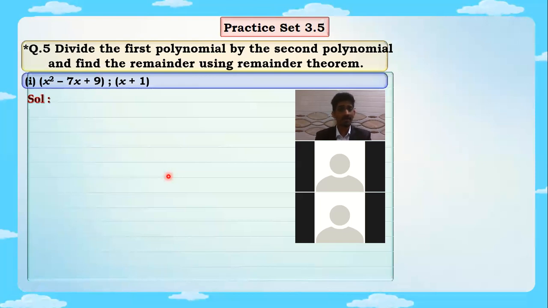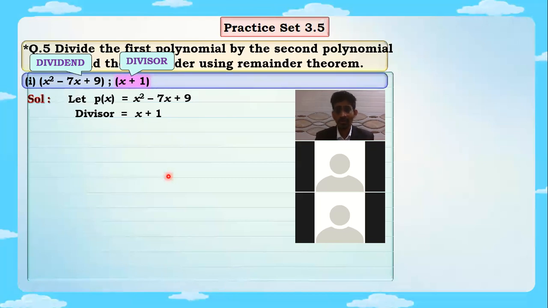So as you can see in this question, which variable is there? Yes, x is a variable, this is a dividend, this is a divisor. We need to divide the first polynomial by the second polynomial. So the first one is a dividend, which we have to divide, and the second one is a divisor, by which we divide. So let's write down, let p of x be equal to this polynomial given to us, divisor is x plus 1.